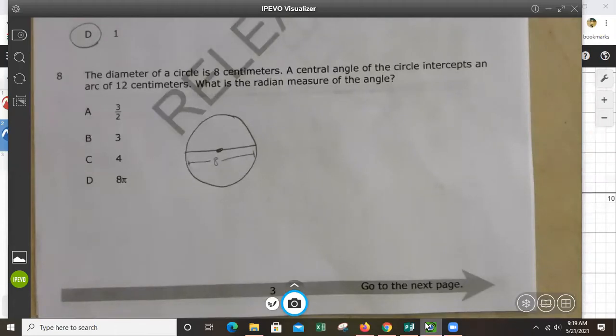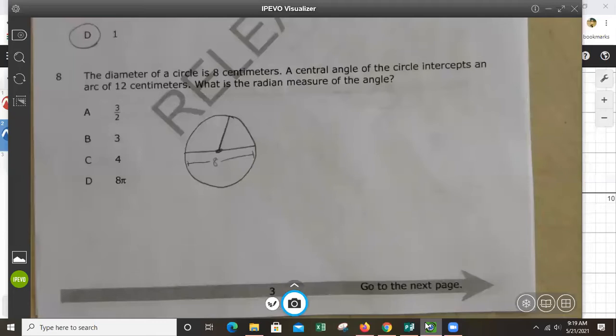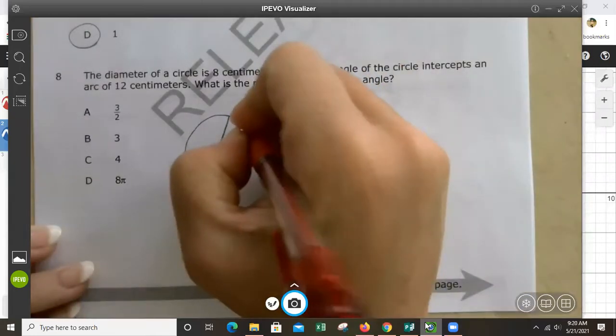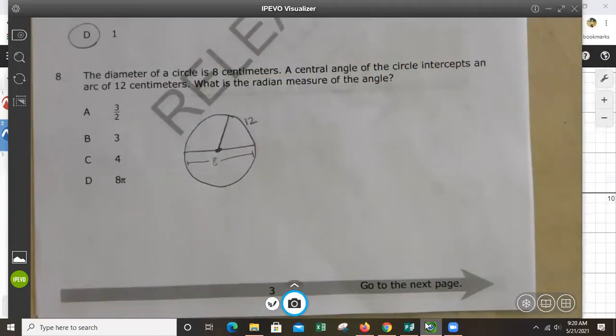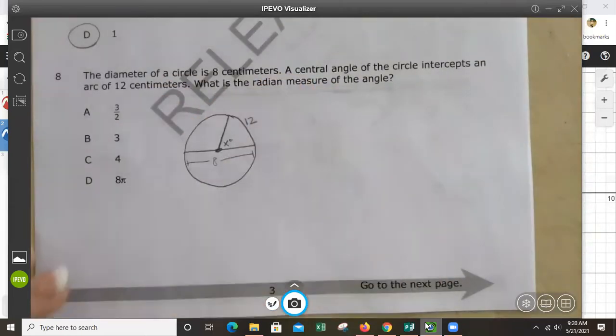So a central angle comes from the center. I don't know if this is right. I just make one, okay? It doesn't matter if I draw it to scale. It intercepts an arc. That means it's inside. It intercepts an arc of 12 centimeters. It wants to know the degree.